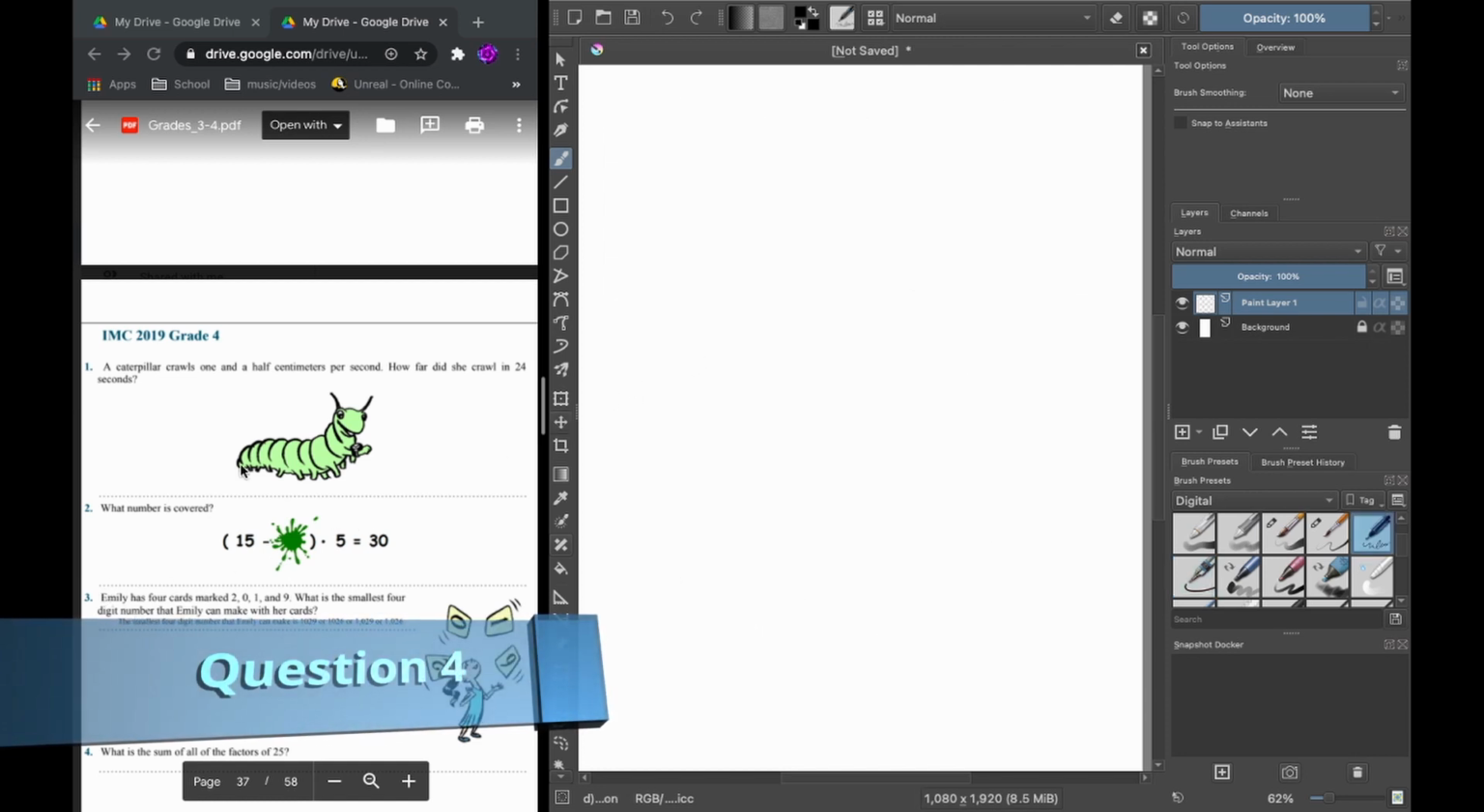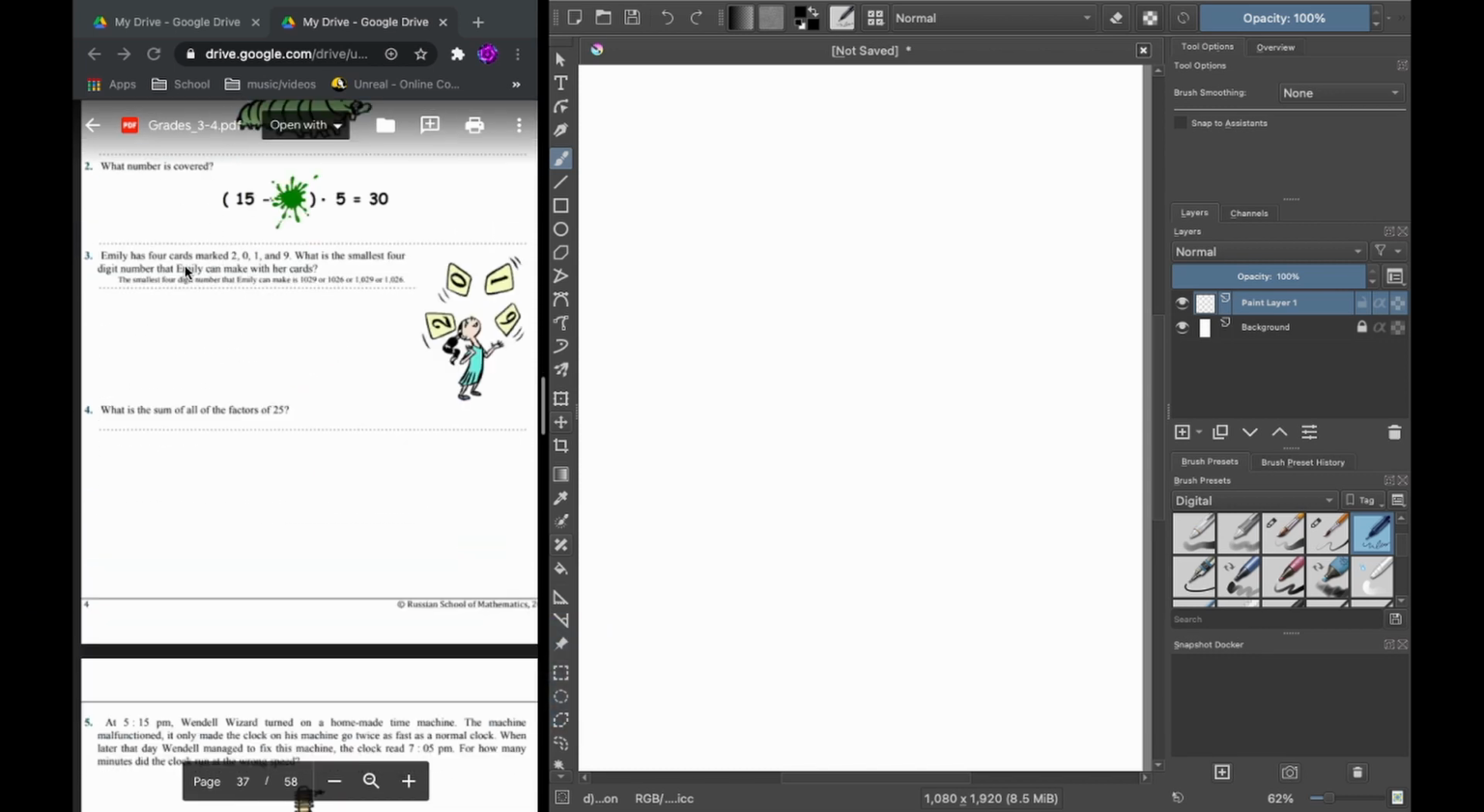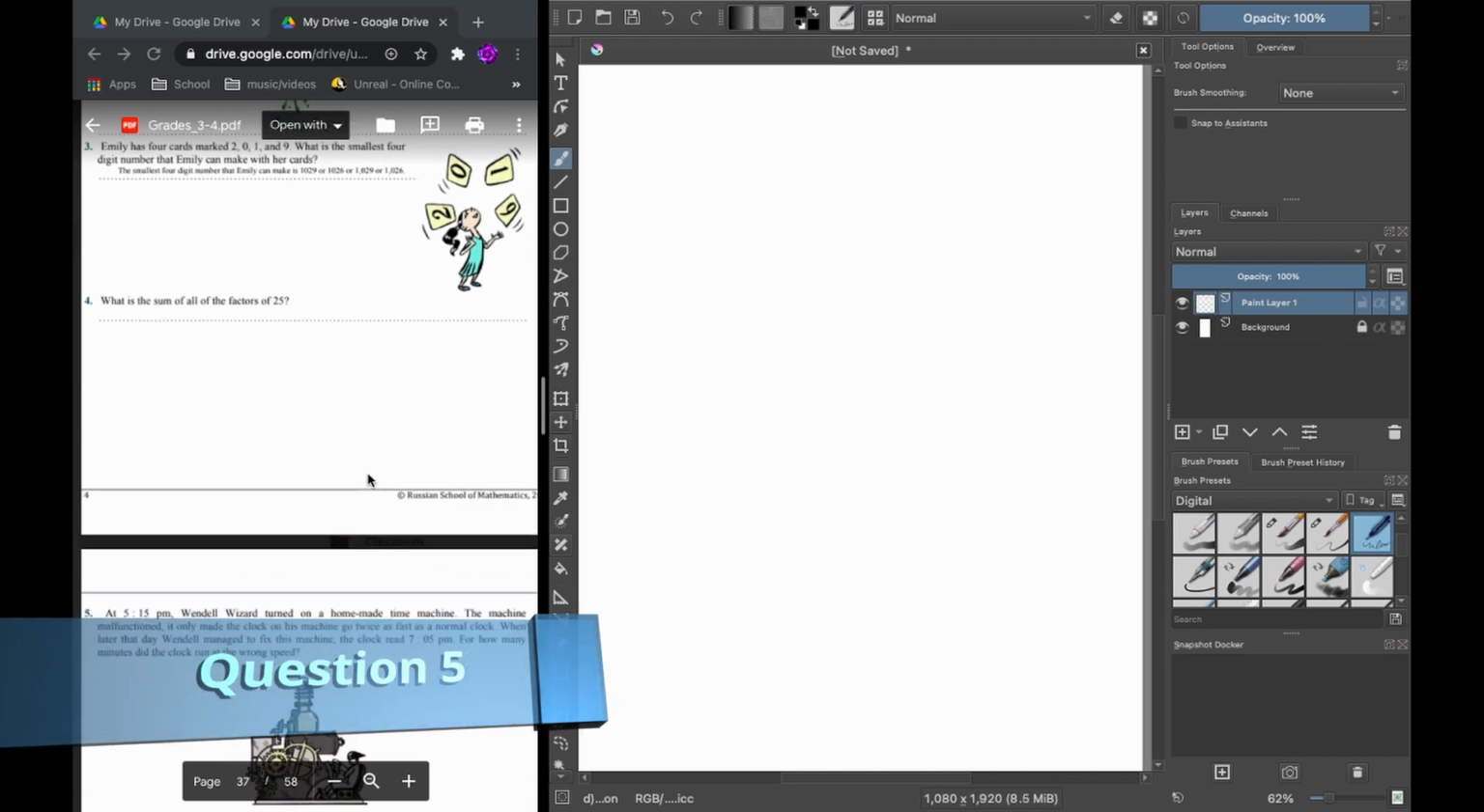Moving on to question number 4. What is the sum of all the factors of 25? Let's do it from greatest to least. That's 25 plus 5 plus 1. And when we do this, we would get 31. So 31, okay.